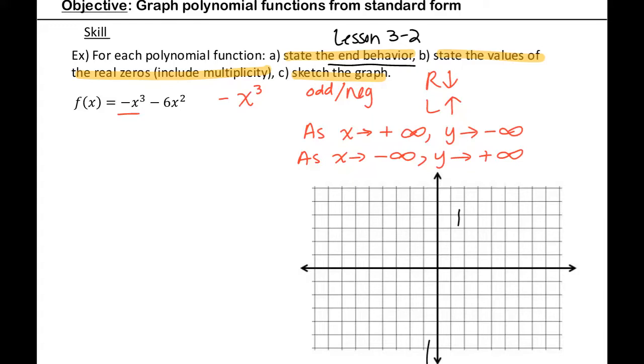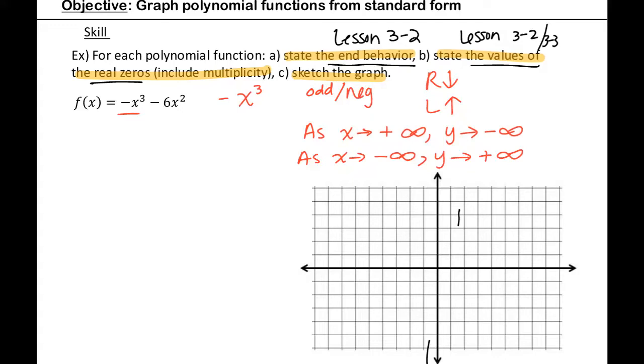And then the next set of directions say to state the values of the real zeros. We did that in lessons 3-2 and 3-3. We looked at that yesterday, also finding the real zeros. But we also found it in lesson 3-2 where we have to factor. The factoring part is lesson 3-3, and 3-2 is just finding the zeros.